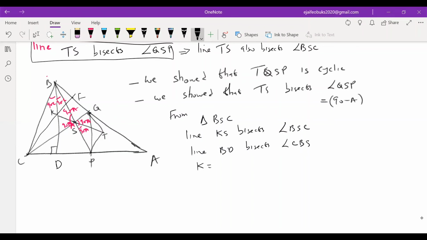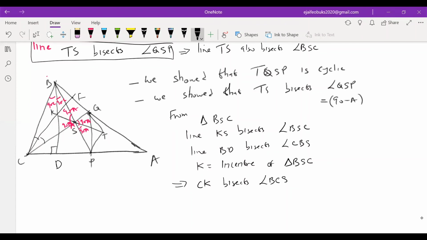So what does this mean? It means that K is actually the incenter of triangle BSC. Why is this important? If K is the incenter, then CK bisects angle BCS. CK has to bisect this. That's what I mean. So this and this have to be equal.